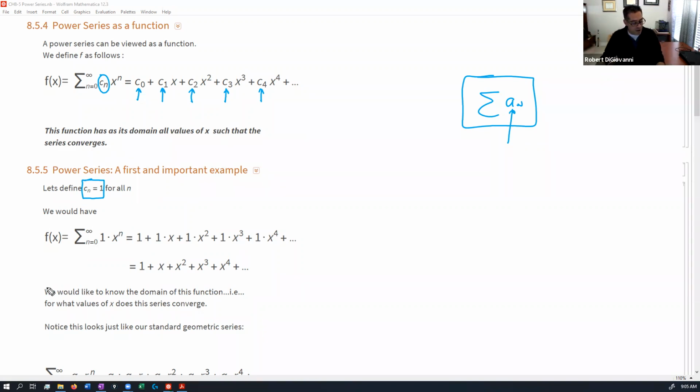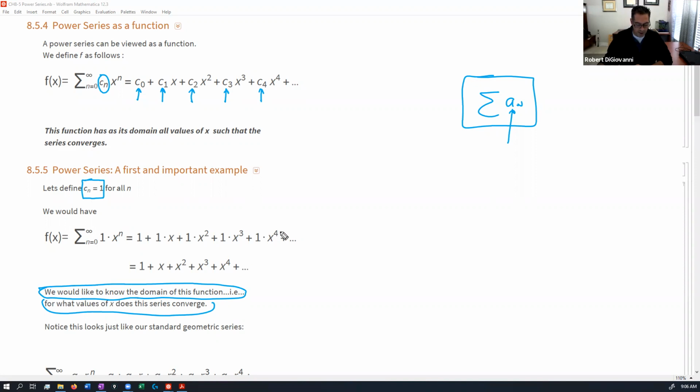So what we would like to know is, what is the domain of this function? For what values of x does this thing converge? And you might initially look at that and think, well, it's always going to diverge, because if I plug in a number, then I'm just adding up all these numbers forever, right? But that's not the case.